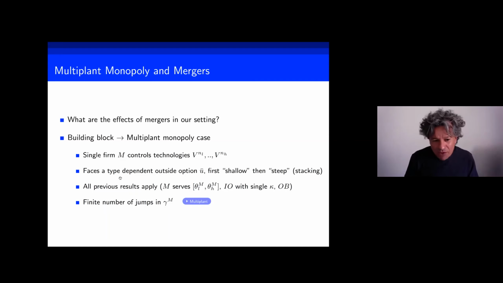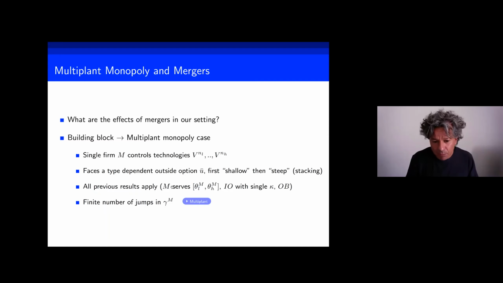And we assume also, in order to make the problem non-trivial in this part, that the monopoly faces a type-dependent outside option that is first shallow and then steep in order to mimic the effects of stacking. And this outside option, if this was only a subset of firms merging, would be coming from the rest of the firms in an oligopoly. So what we show is that this multi-plan monopoly can be solved exactly in the same way, barring some technical differences, and all our previous results apply.